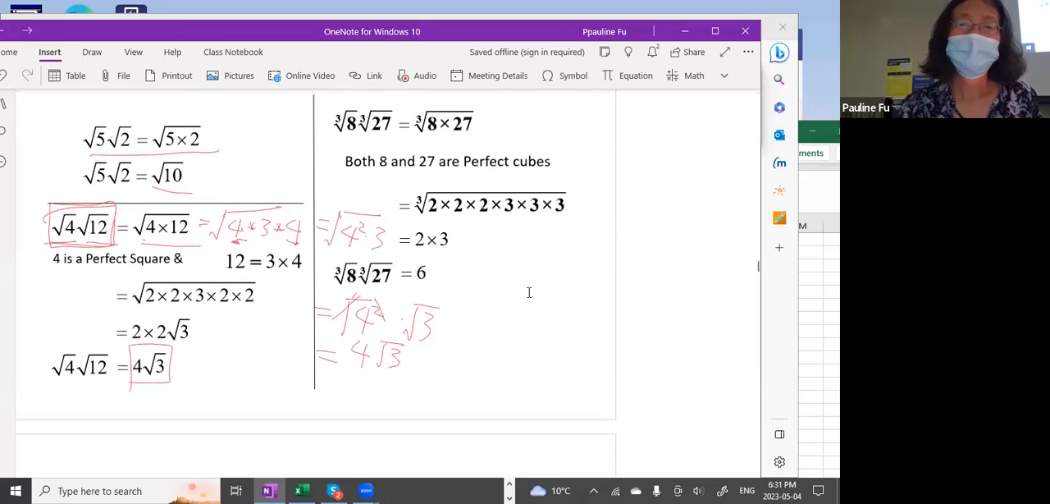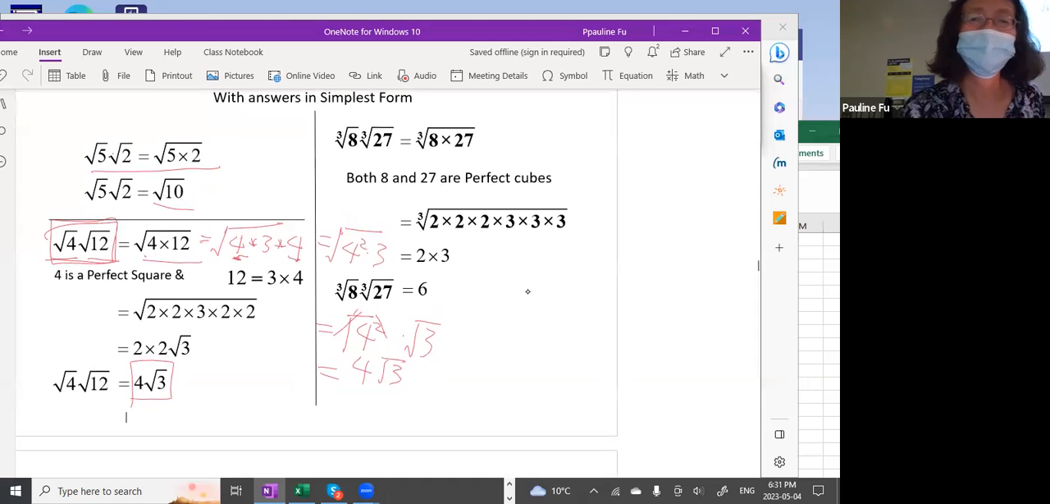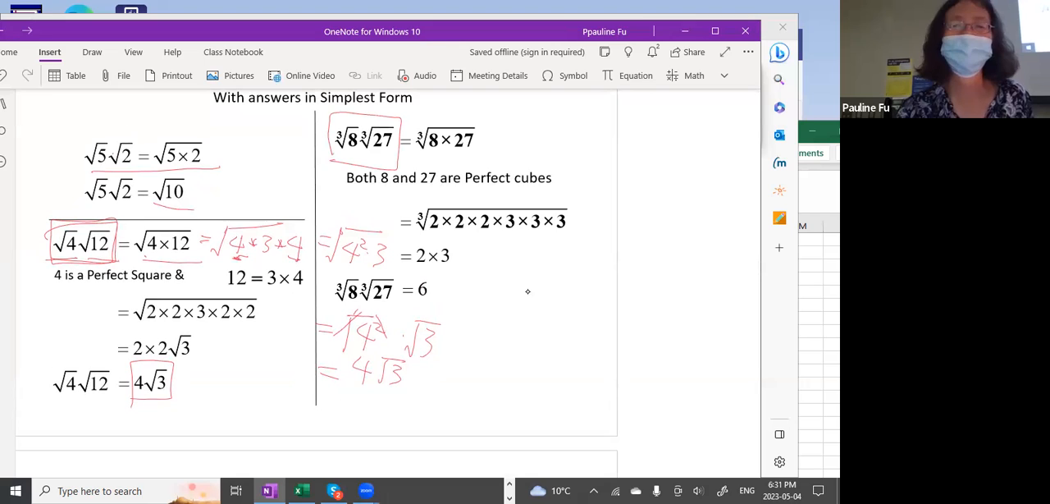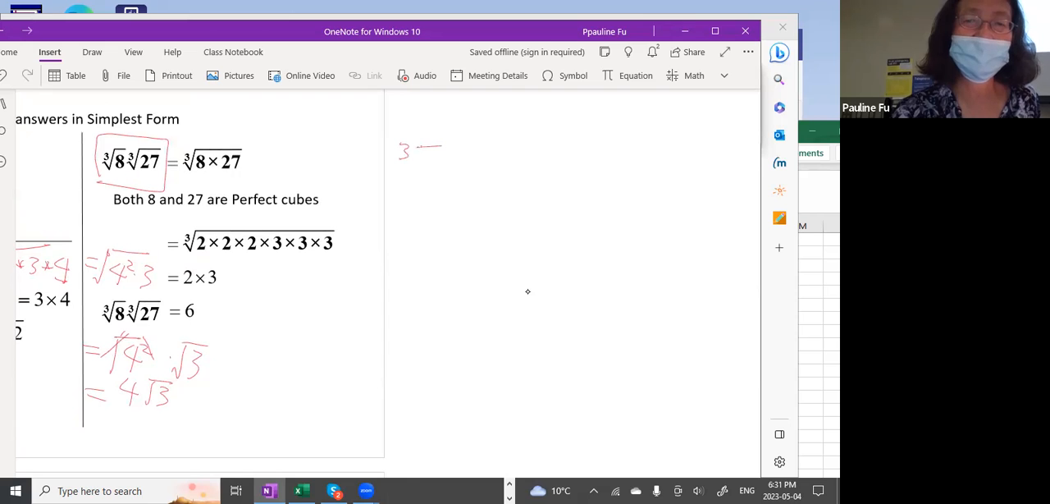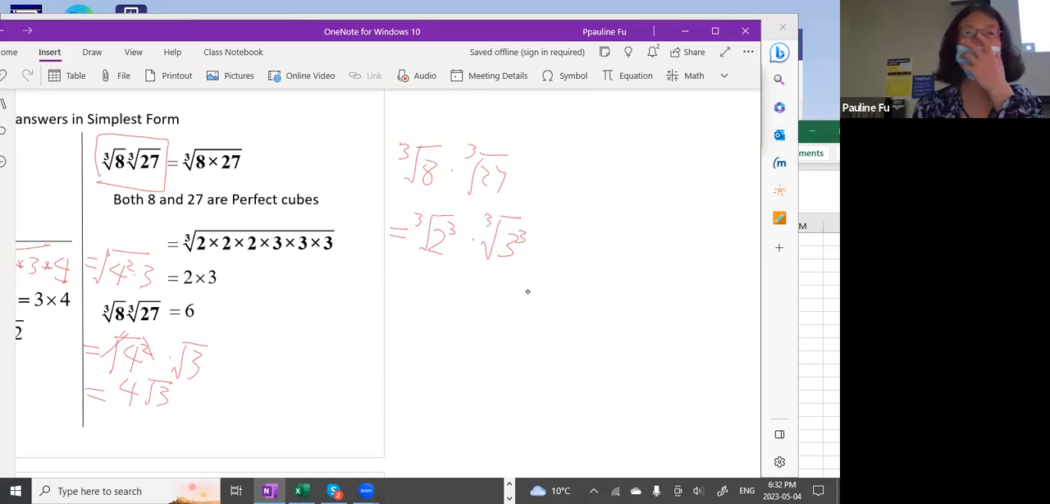Similarly, let's do this one. Simplify this one. There are many ways to do it. One way, it is here. I will use another way. So I will copy down the question. So equal to, I know 8 is 2 raised to power 3. I know 27 is 3 raised to power 3. And then you have 3 cancelled out 2, 3 cancelled out 3. So this is the final result.